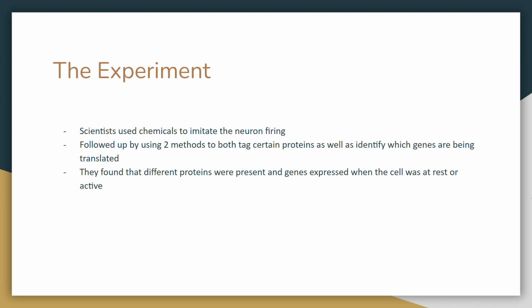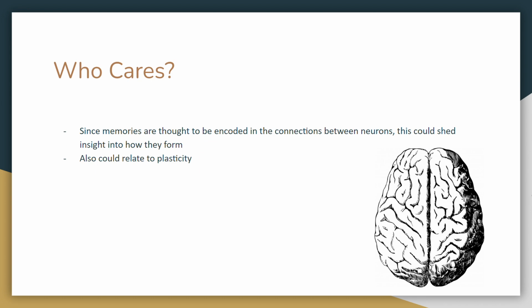This study was important for a couple of reasons. For one, since memories are currently thought to be encoded in the connections between different neurons, this could shed some insight into how memories are formed. Because the fact that there were different proteins and different genes being expressed whether the neuron was on or off, essentially, means that there is something that happens within a neuron, depending on whether or not it's communicating with other neurons. This could also, for similar reasons, relate to the process of plasticity within brains.